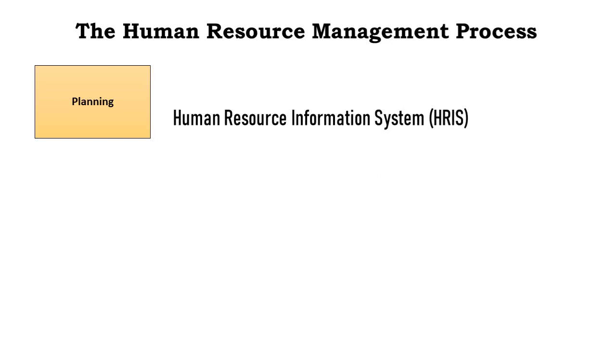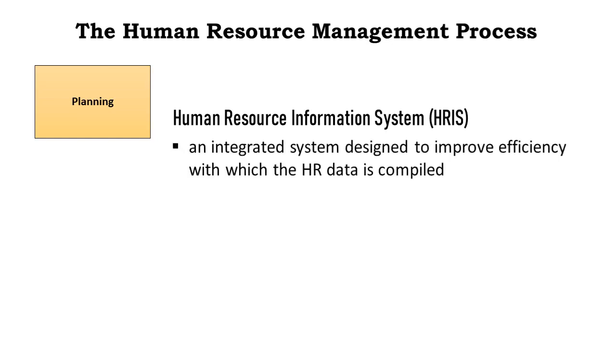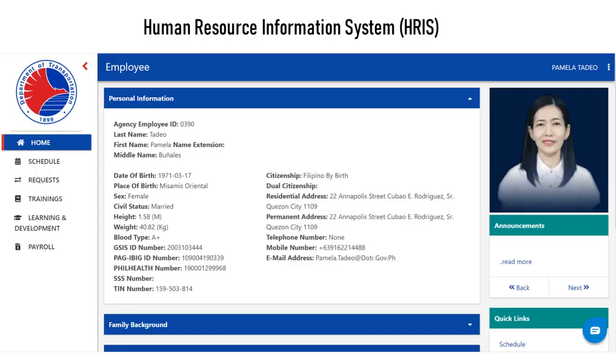The human resource management process can employ a human resource information system so that activities can be done systematically. The HRIS is an integrated system designed to improve the efficiency with which HR data is compiled. At the Department of Transportation, we have this HRIS.